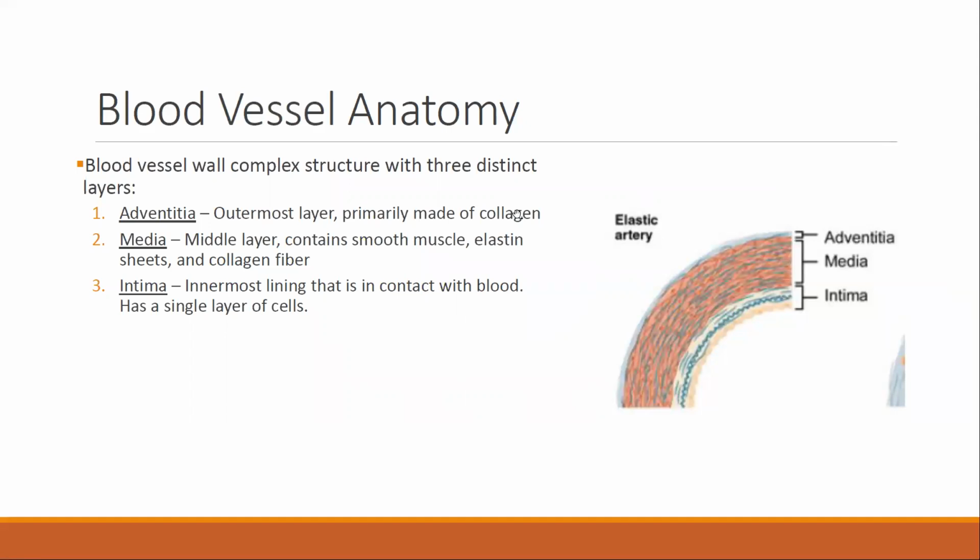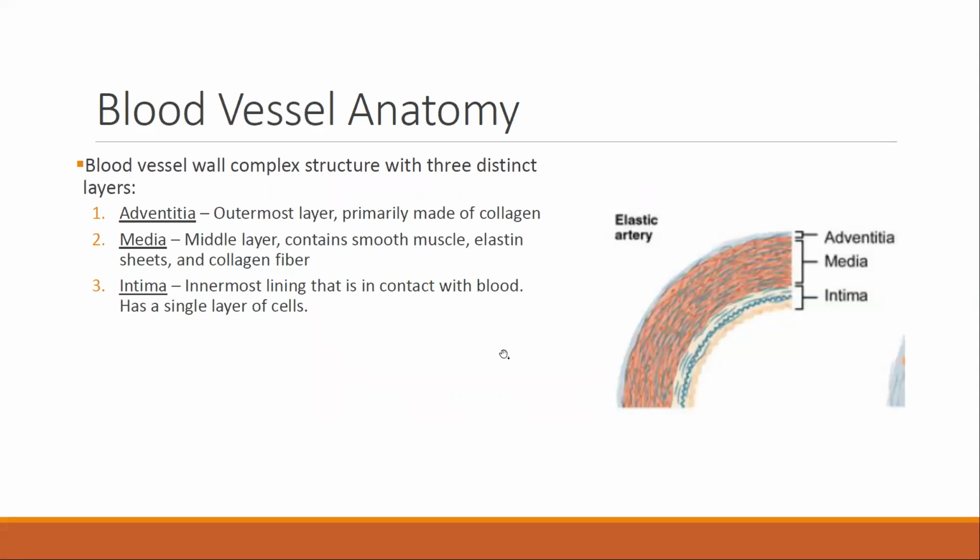Okay, and so the first layer is called the adventitia. That's this very thin layer out here, and it's primarily made of a substance called collagen. Collagen is a biomaterial, and that's where your blood vessels get a lot of their structural strength from. This middle layer here is called the media, and this is mostly comprised of smooth muscle.